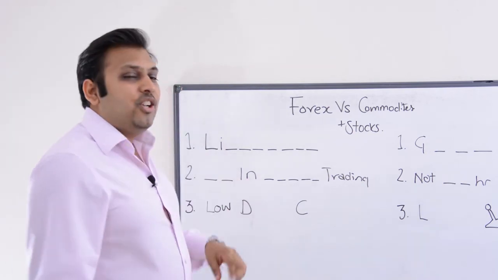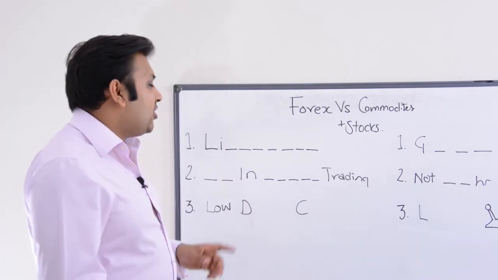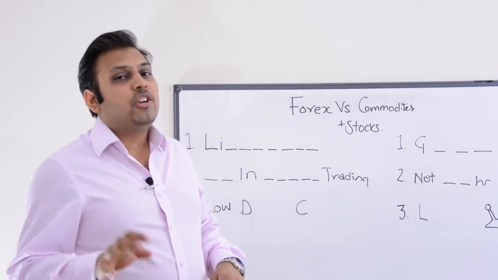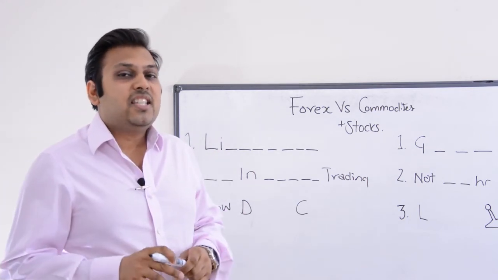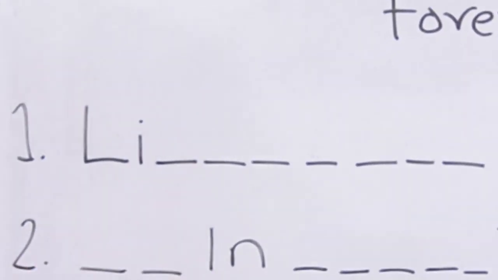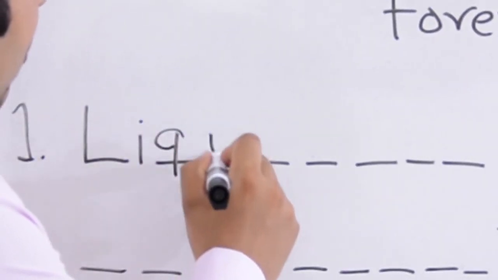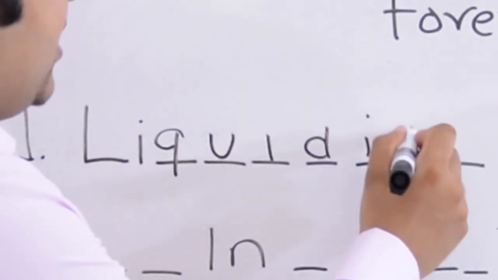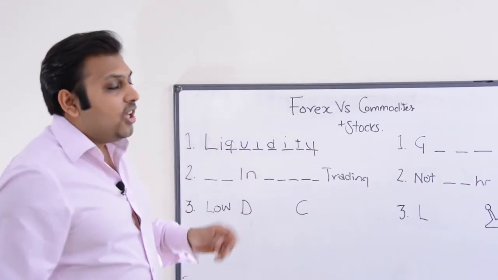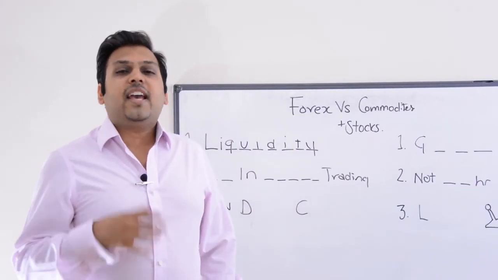So let's start by looking at the foreign exchange market. One of the best things about the foreign exchange market that doesn't exist in other markets is that the foreign exchange market has a greater deal of liquidity. So that's the first one. A lot of liquidity. What does liquidity actually mean?